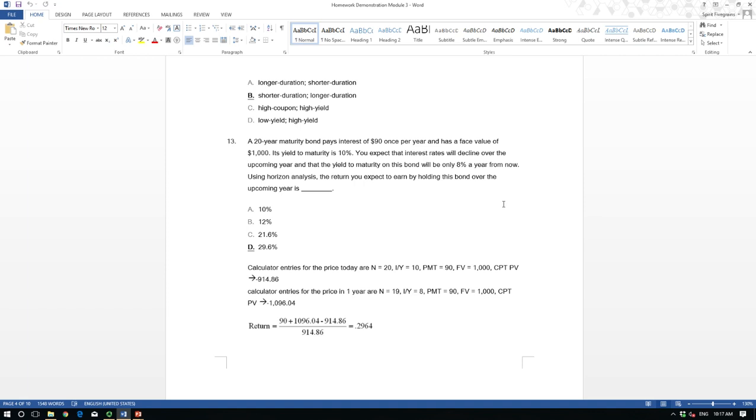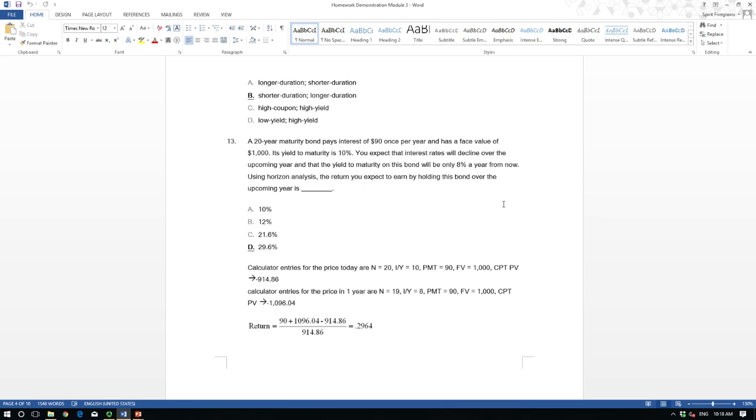That means the bond price is $914.86. Now, you change the variables on your calculator to calculate the bond price next year. Next year, the interest rate will decline from 10% to 8%, so you change I/Y from 10 to 8. And you also need to change the number of years, because 1 year later, the time left on your bond will decline from 20 years to 19 years. So this N should be 19. Then you calculate the present value, and it will show you 1096 as the new bond price.